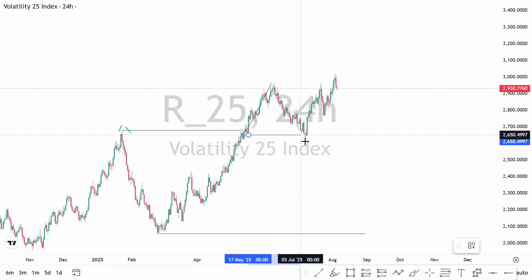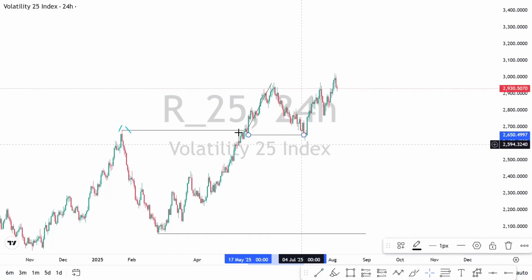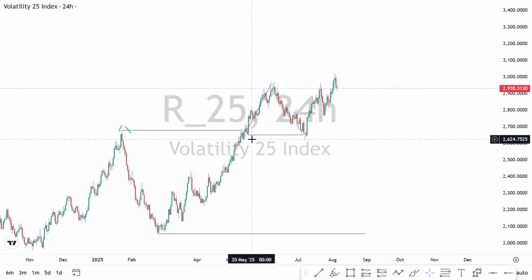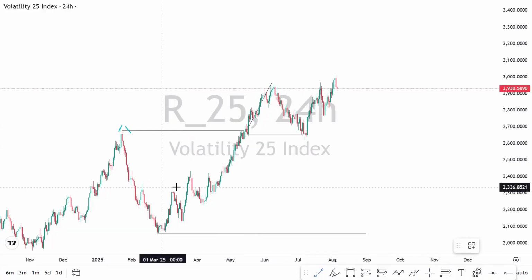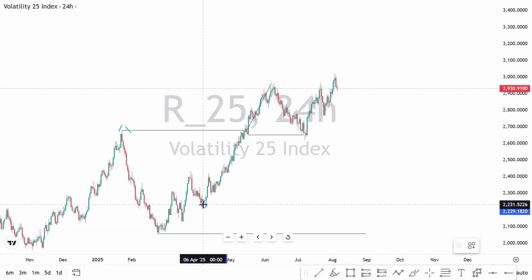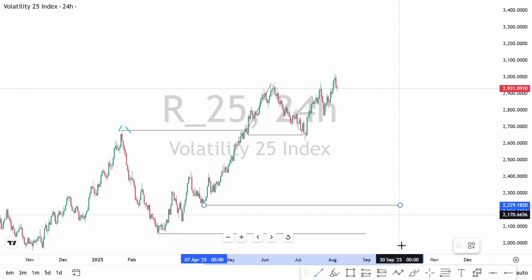This was the low created right after we had a break of structure, and that low did not give us a real retracement. So this low is my secondary inducement. And where is my primary inducement? I am going to be marking out this low as my primary inducement.